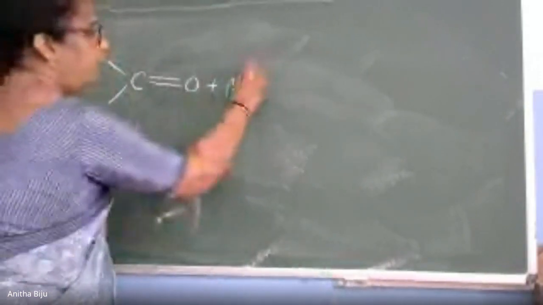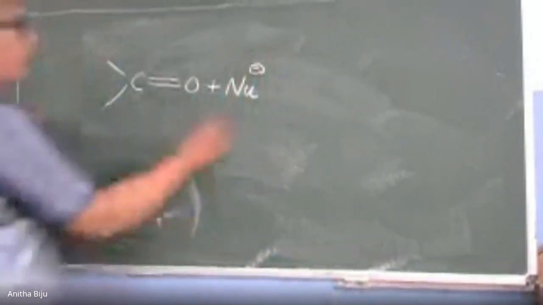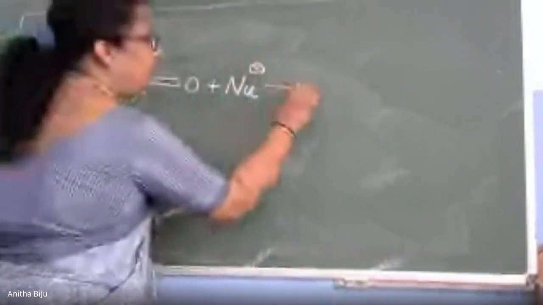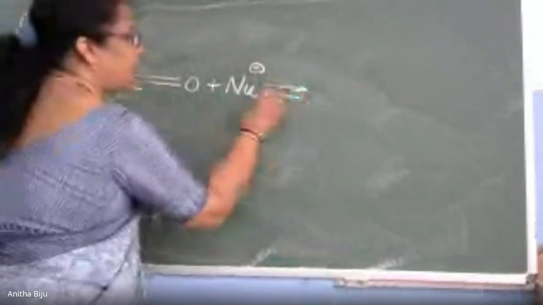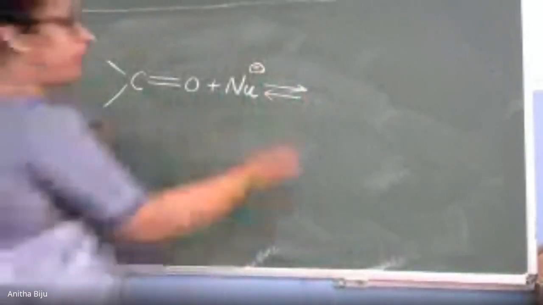Nucleophile with a negative charge. Nucleophile means what? Positive charge seeking center. So now how does the reaction take place? Remember, it is a reversible reaction. Now see how the reaction takes place.